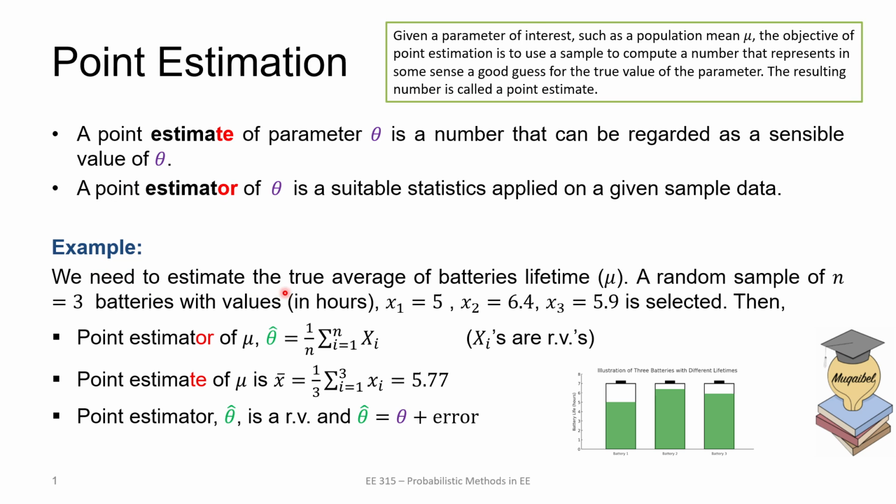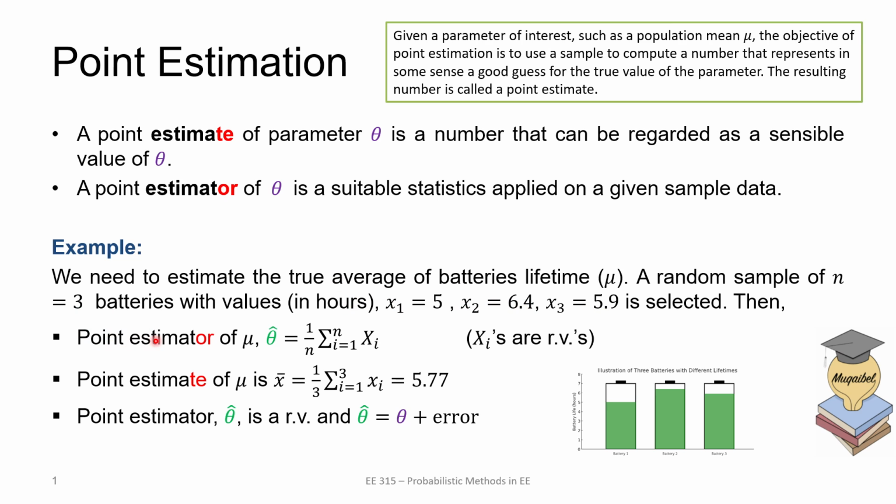We need to estimate the true average of a battery lifetime. Let's say we have a factory that produces batteries and we are looking at the average lifetime. So the average lifetime of the population is mu, but we are picking a random sample of only n equal to 3 batteries, with values in hours equal to 5, 6.4, 5.9, and they are selected as samples.